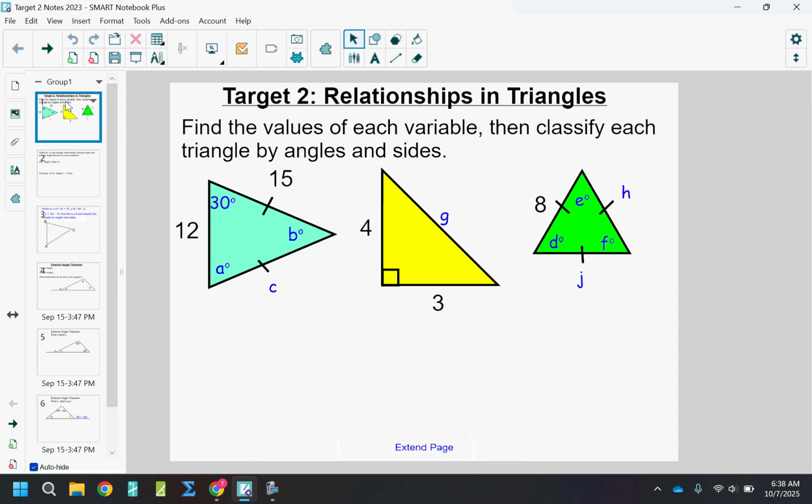Hi, this is Mrs. Trefsinski, and I am going to talk to you about Target 2, which is relationships and triangles. So in Target 1, we discussed classifying different kinds of triangles by their sides and by their angles.